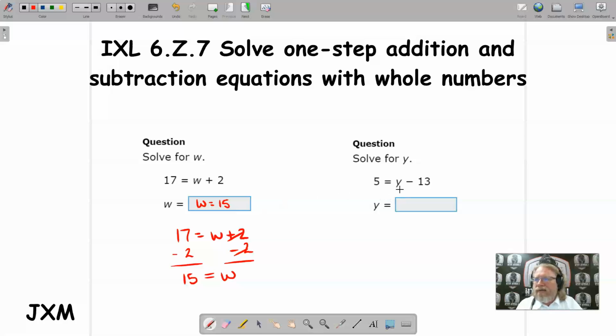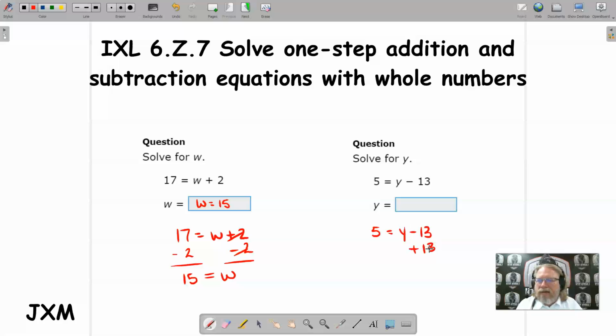On the next one, 5 equals y minus 13. So let's rewrite the problem. 5 equals y minus 13. The 13 is tied to the y through subtraction. The opposite operation is addition. We're going to add the very number we wish to get rid of, which is 13, because remember the object is to isolate the variable y. Isolate means to get it all by itself.